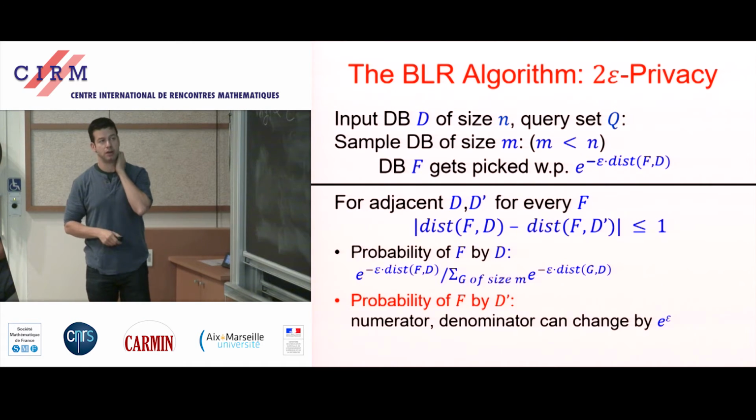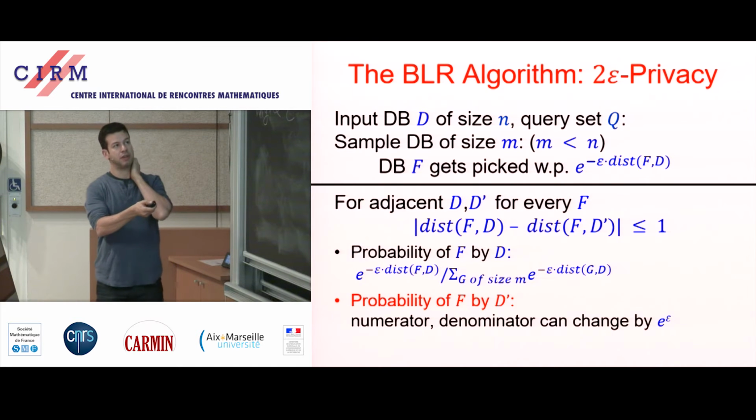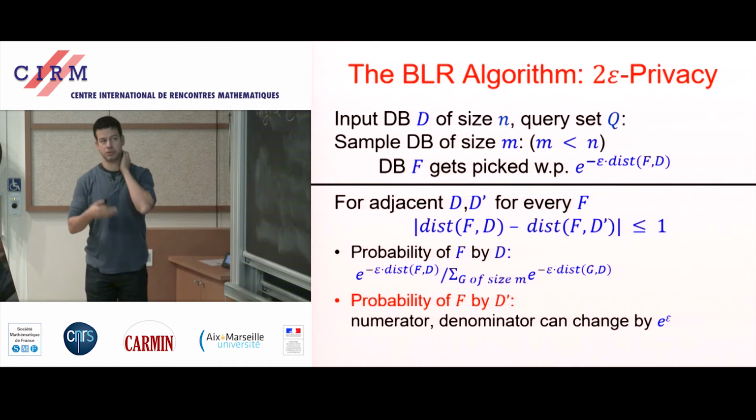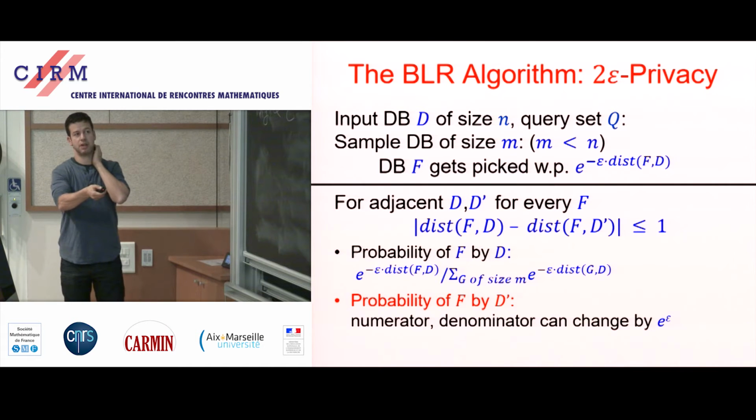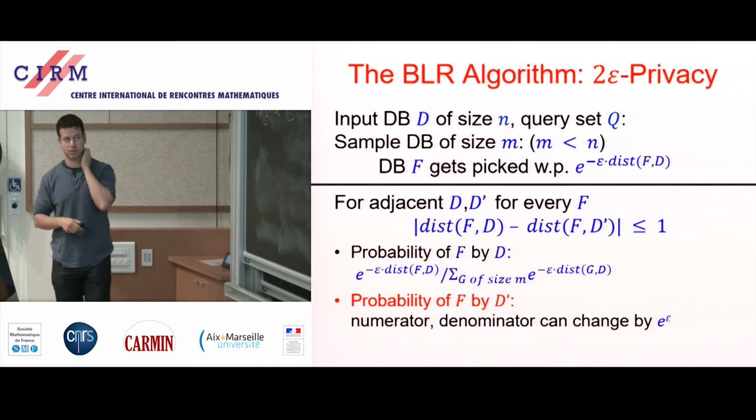only change by 1. The probability of a candidate data set F, according to when we run the algorithm on D, is e to the minus epsilon times the distance between F and D, divided by the normalization, which is the sum over all data sets of their score. So the score of F divided by the sum of all the scores of all the data sets.